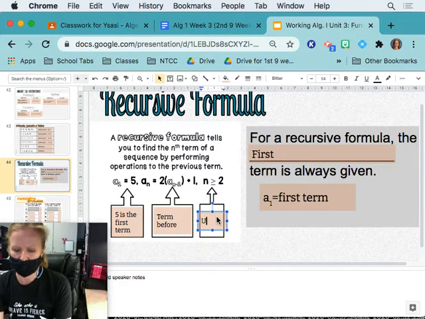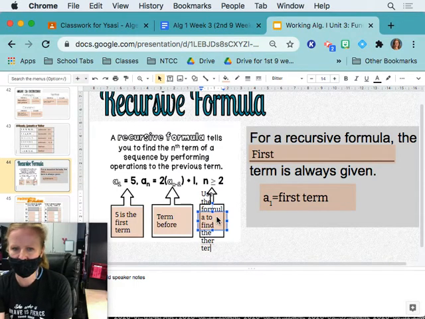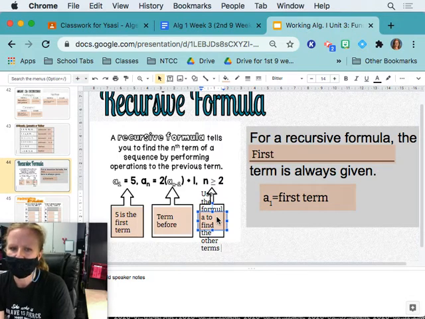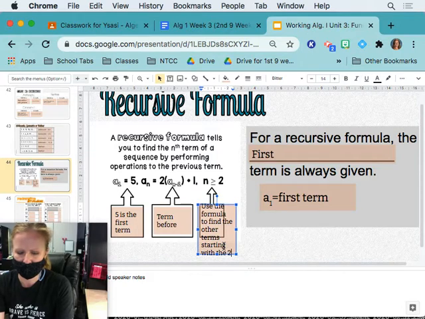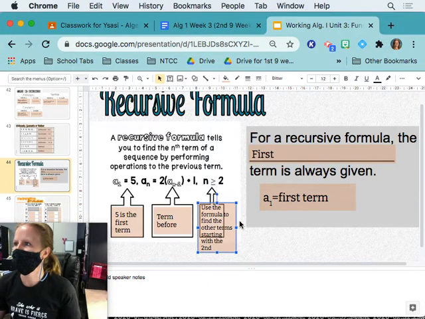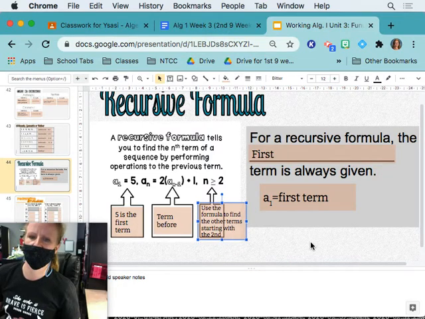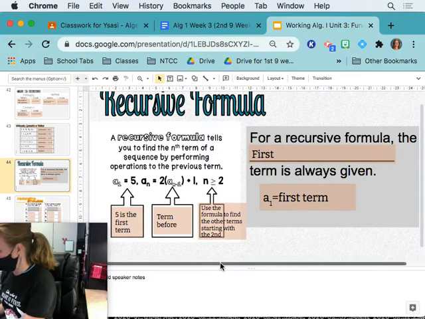And so this means use the formula to find the other terms, starting with the second. That box is just not big enough. Okay, so we are going to use this to find those terms. So get out your composition book, and we are going to find those next terms.